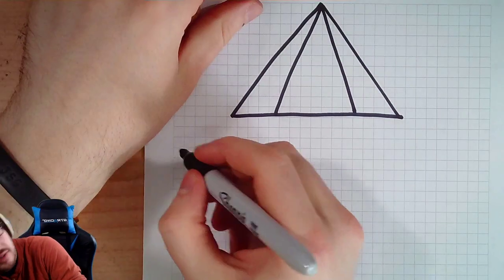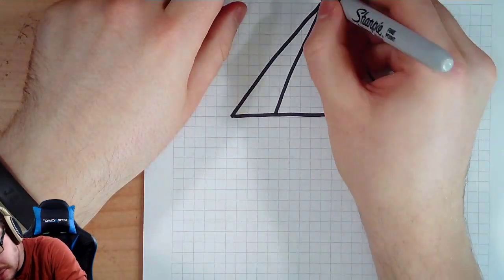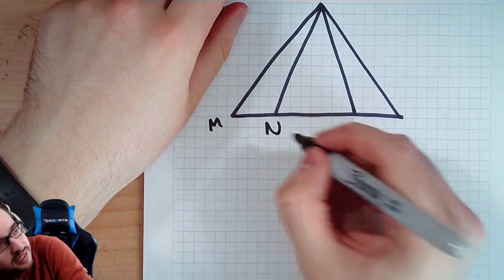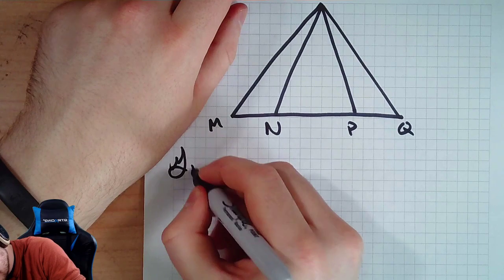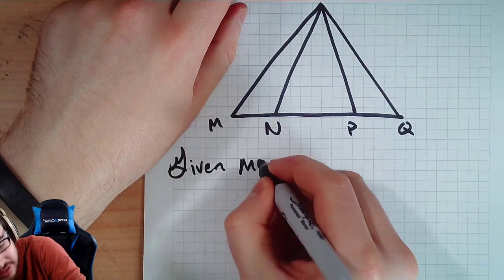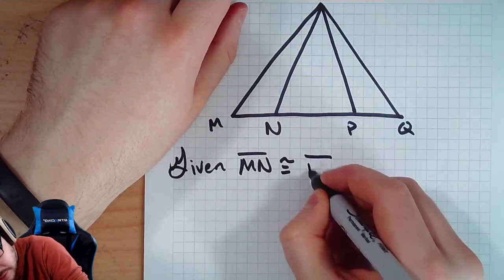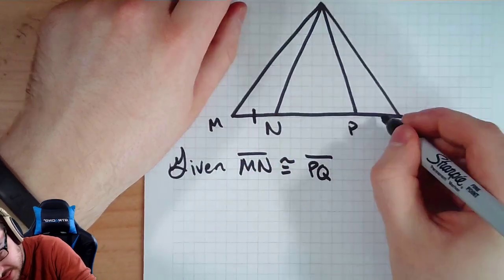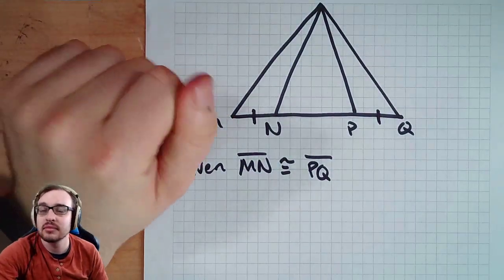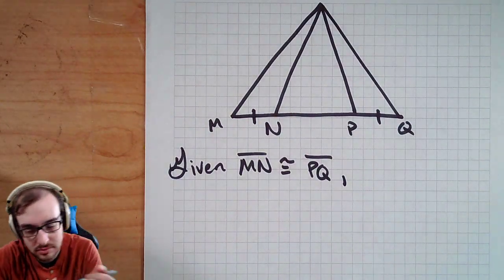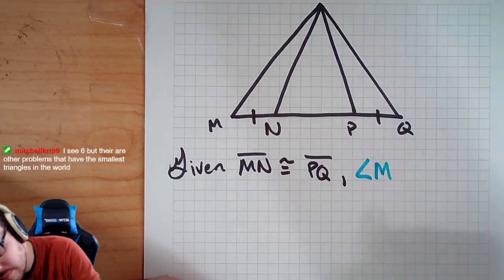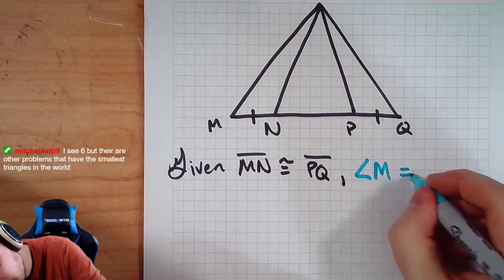So they say given. Let's do letters first. So L, M, N, E, Q. They say given that MN is congruent to PQ. So that's this and that's that. Okay. And we're also given that angle M, let's do blue. Angle M is congruent to angle Q.